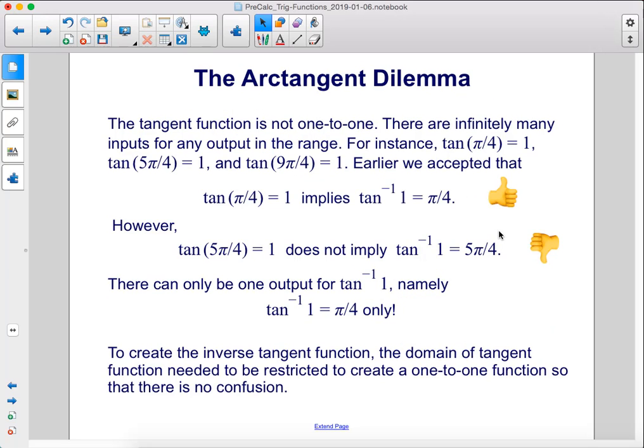The tangent function is not one-to-one. There are infinitely many inputs for any output in the range. For instance, tan of pi over 4 equals 1, tan of 5 pi over 4 equals 1, and tangent of 9 pi over 4 equals 1.